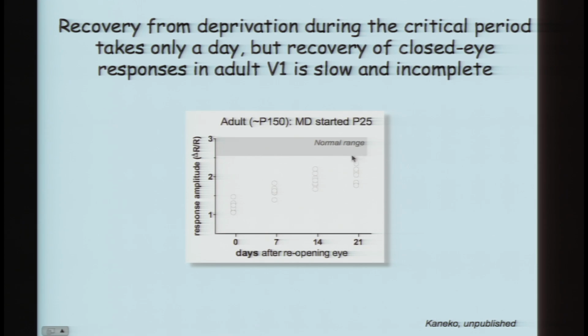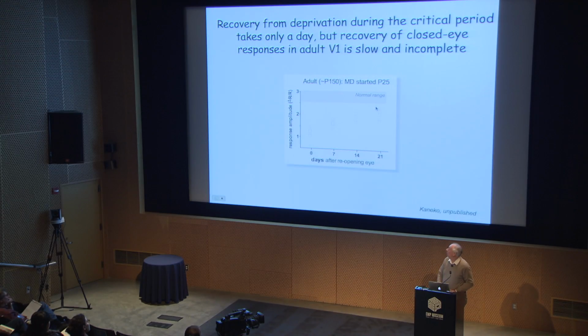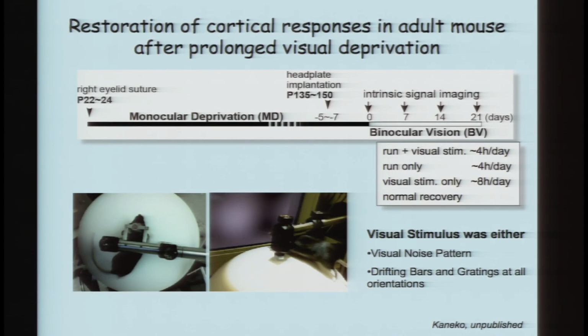And in normal adults, this recovery is very slow. And even after very long times, after weeks and weeks of vision with the eye open, it never reaches the normal range. And that's the clinical finding in humans who are recovering from amblyopia. It just doesn't work very well. And so what Megumi Kaneko did was to give animals a pattern of visual stimulation while they were running on a trackball to see whether this increased activity would facilitate recovery.